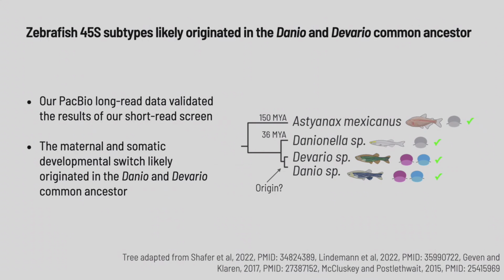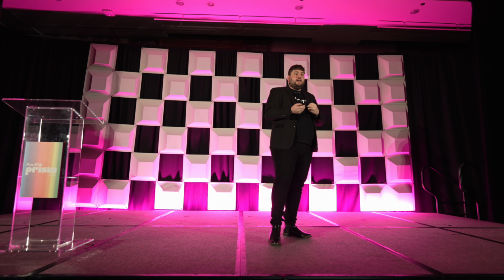Zebrafish, represented here in the Danio genus, has these maternal-somatic sequences. We also see it in the Devario, which is the sister genus to Zebrafish, and then in this closely related fish, Danionella. I'm showing a gray ribosome representing a single kind of 45S gene, and similar in this other outgroup, Astyanax. And this led us to believe that the origin of this particular system of maternal and somatic switch originated in the common ancestor to Danio and the Devario.